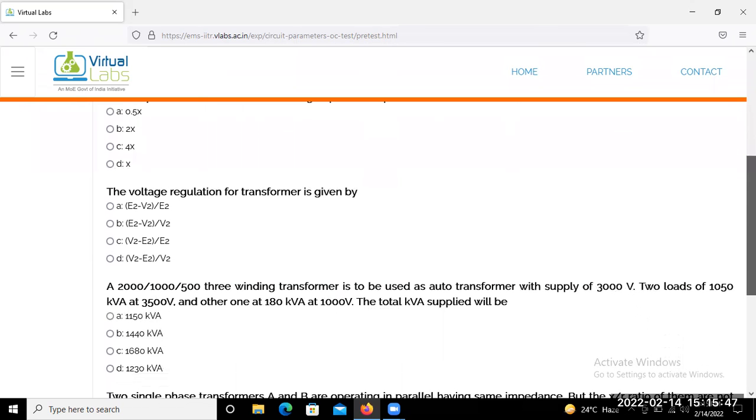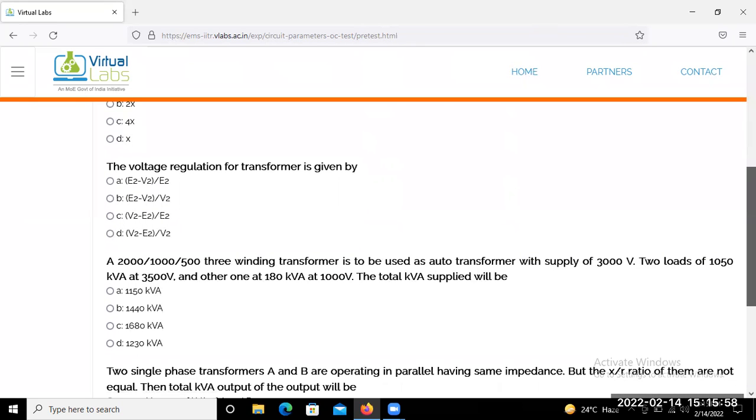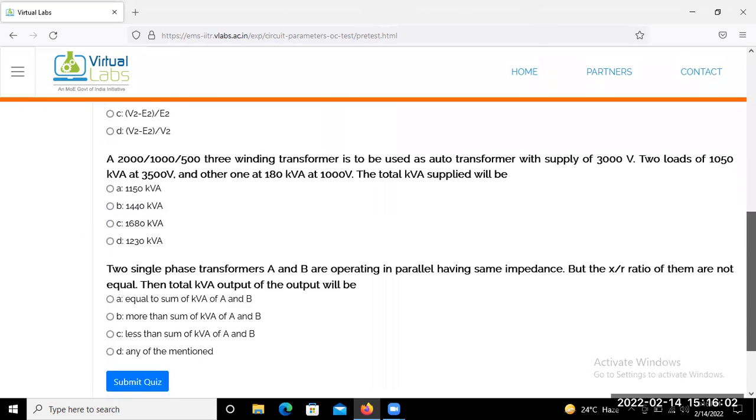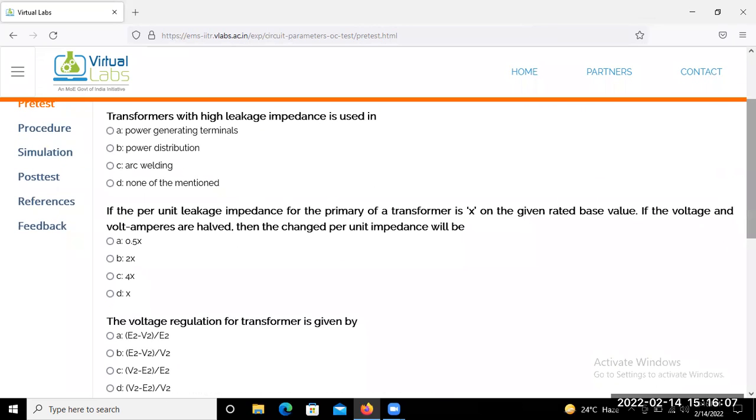Okay. So you will find a 3 winding instead of a 2 winding transformer to be used as an auto transformer. So this is part of the auto transformer. Okay. So you will practice some problems here, of which type is given here. Okay.